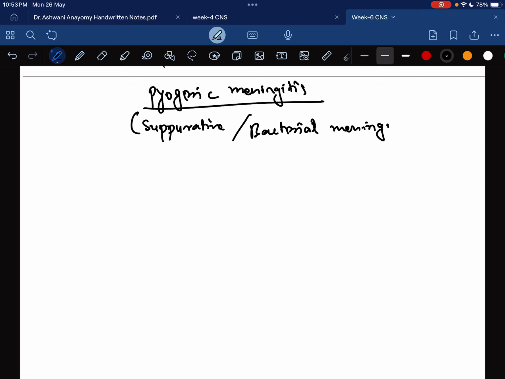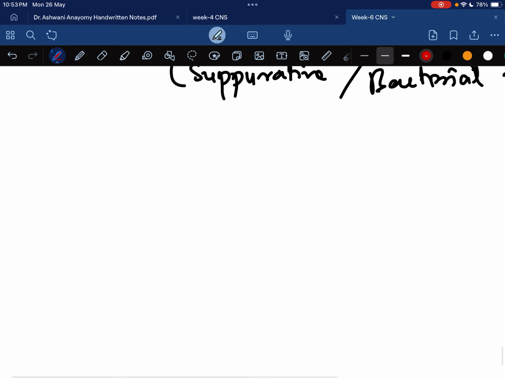Regarding this, the organisms which produce pus are known as pus-forming, pyogenic bacteria. So, moving on to the definition of pyogenic meningitis.